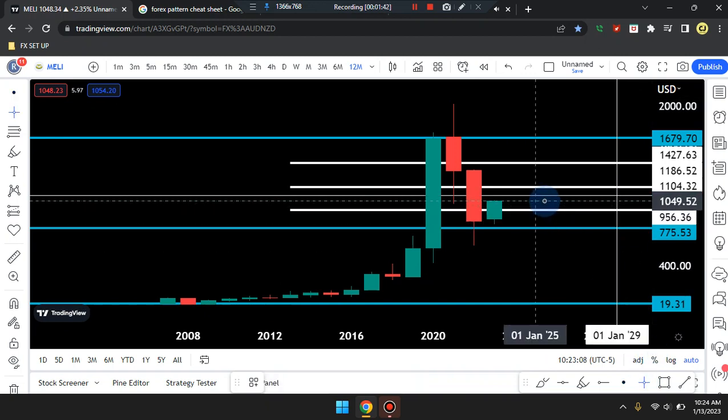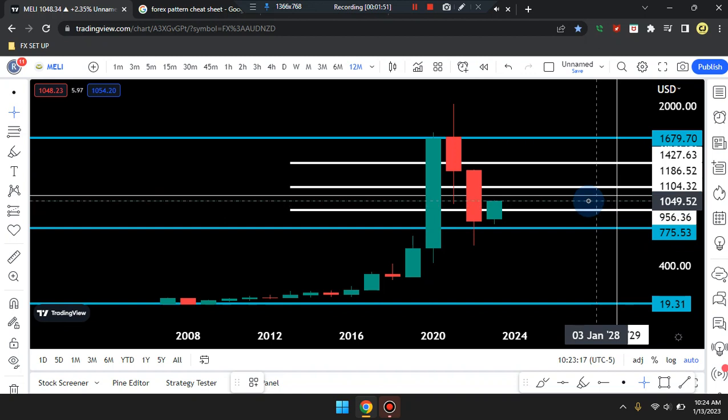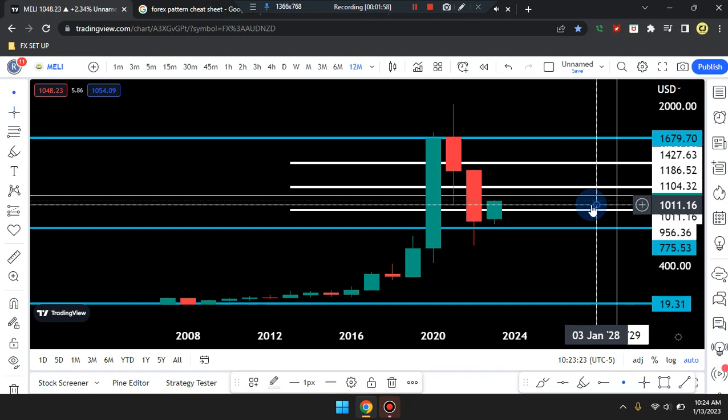If price pushes down, it can tag that support line in white at 956.36 before tagging the midpoint between price and the numbers we just read off at 1011.16.